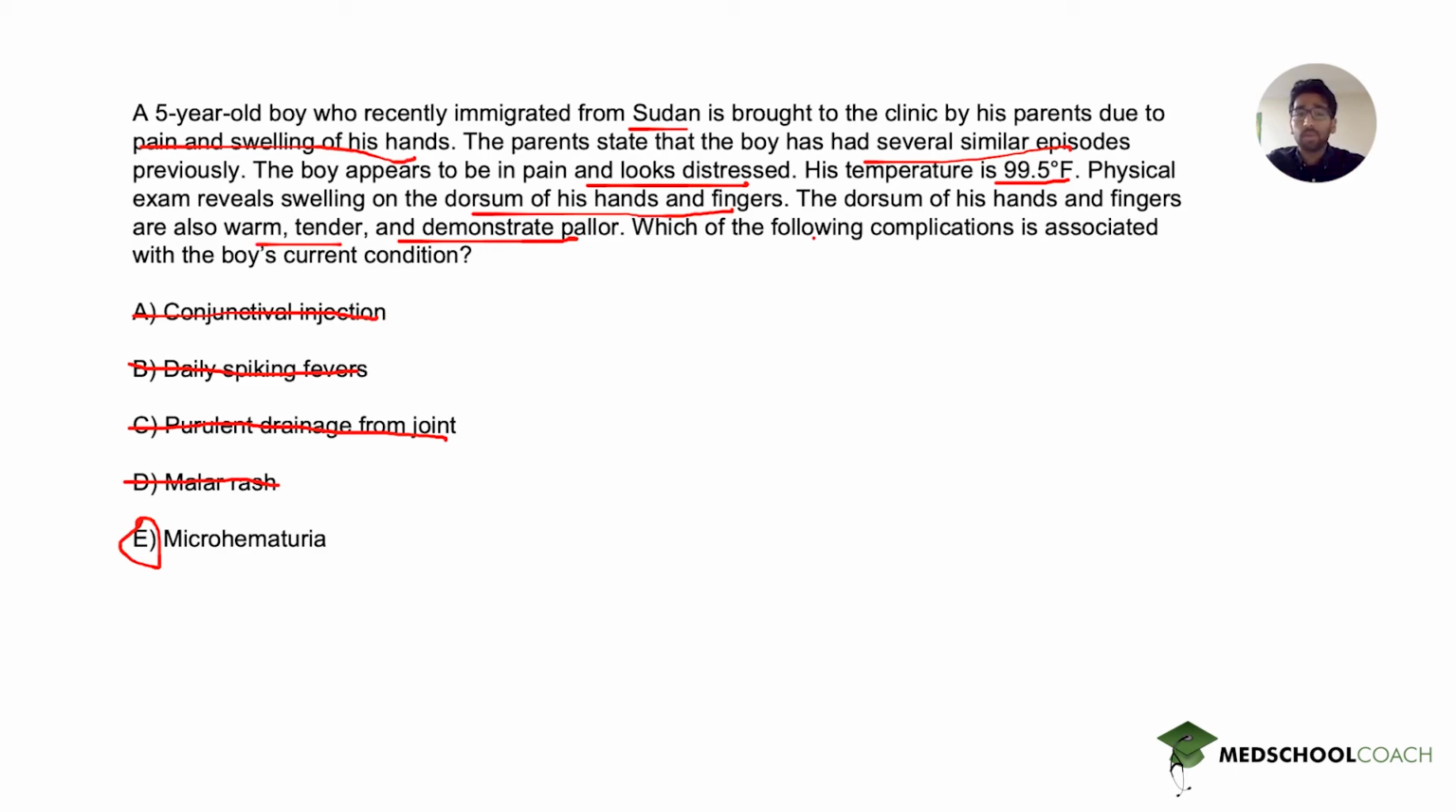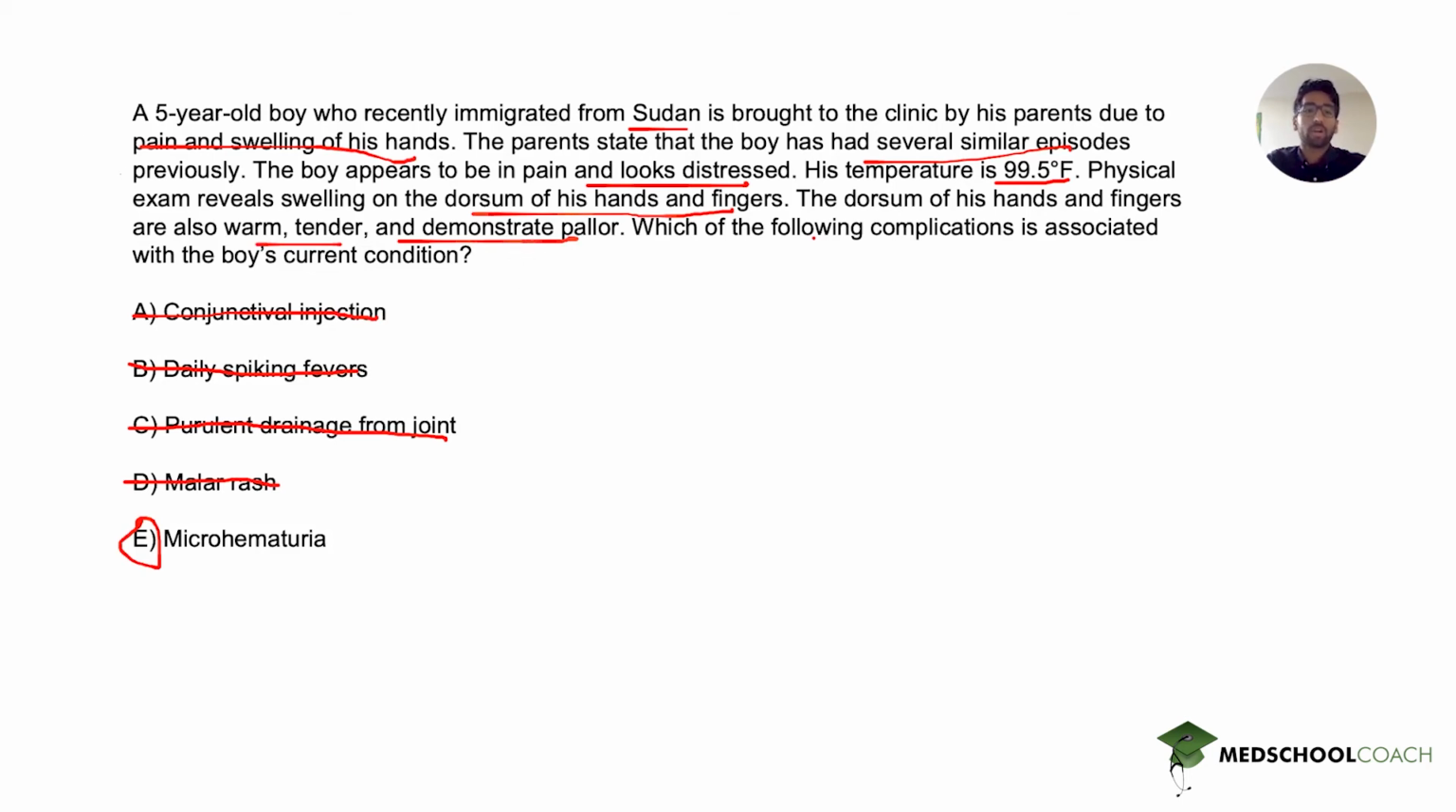And that's because he's coming from an endemic country where there's high malaria rates, and sickle cell trait and sickle cell disease are protective of malaria. And so we see higher prevalence in that population. Furthermore, the pallor that's demonstrated is secondary to a vaso-occlusive crisis. So it seems like he's not getting adequate blood flow to his hands.